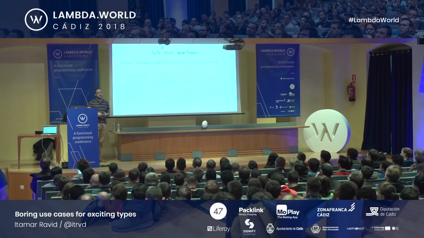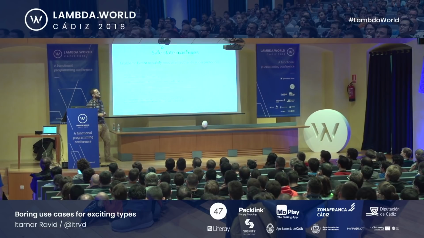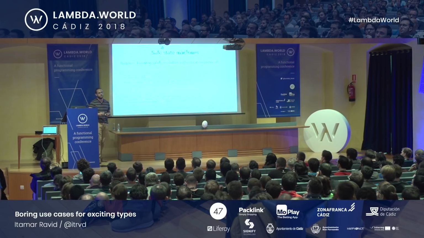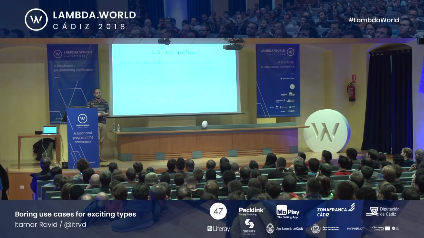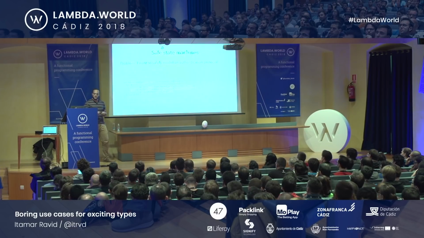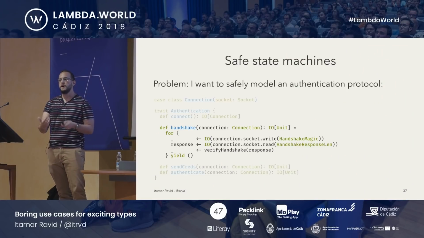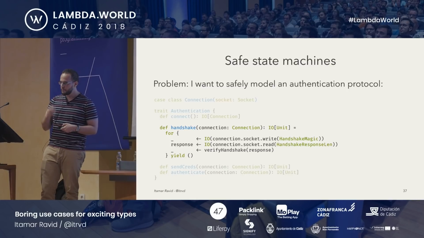And the protocol is represented by 4 steps that need to be executed in order. We have a connection, a handshake, a credentials step, and authentication. For example, the handshake function will execute some I/O programs, which will write data to the socket and read back from it and verify the resulting data.